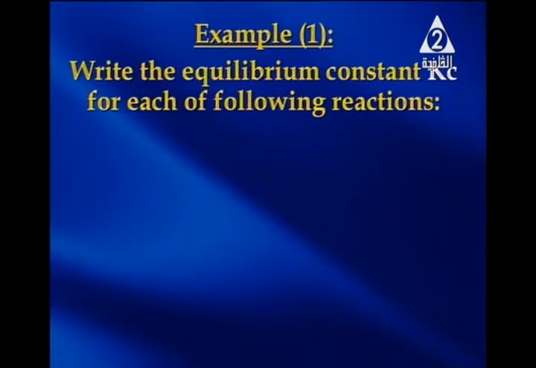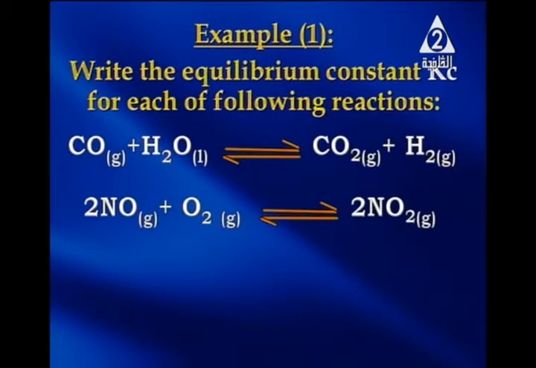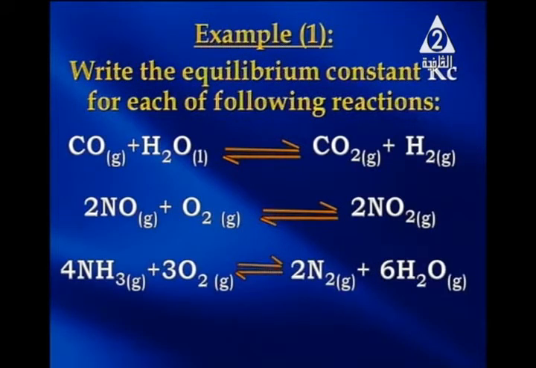My dear students, we are going to discuss some examples. The first example here: write the equilibrium constant Kc for each of the following reactions. Carbon monoxide reacts with water, giving carbon dioxide gas and hydrogen gas. The equation for the second reaction: nitric oxide gas reacts with oxygen gas, forming nitrogen dioxide gas. And the third equation: ammonia gas reacts with oxygen gas, forming nitrogen gas, and water vapor is produced.